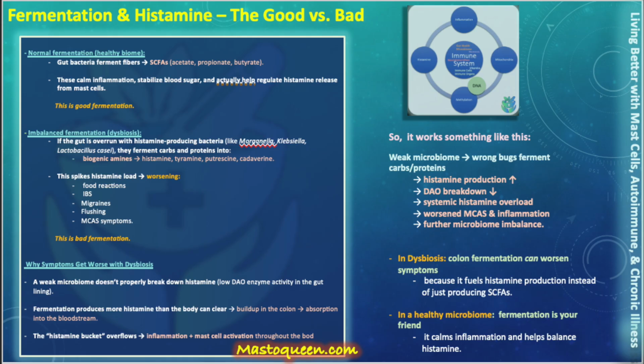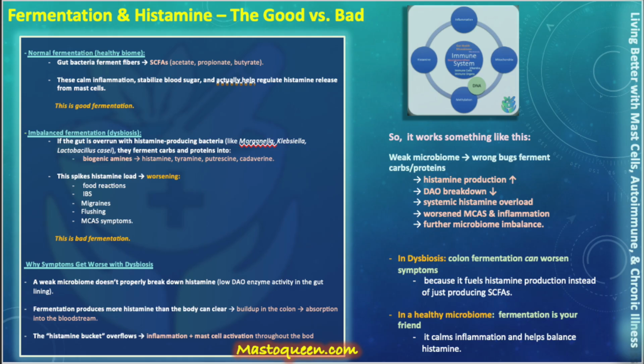In a healthy microbiome, gut microbes ferment fibers into short-chain fatty acids like acetate, propionate, and butyrate, and we've been discussing this the whole time. These short-chain fatty acids calm inflammation, they stabilize those blood sugars, and they actually help regulate histamine release from mast cells. So this is generally a good fermentation.